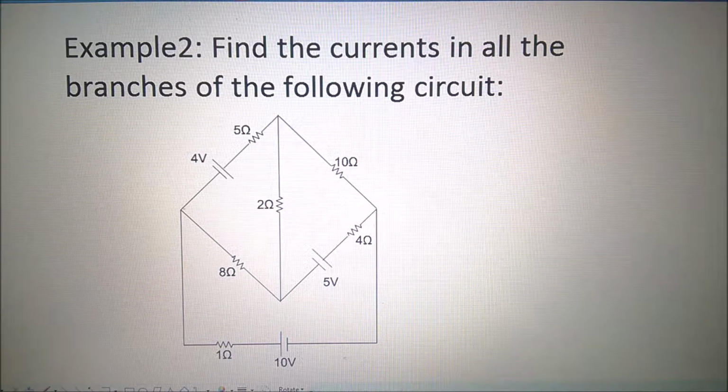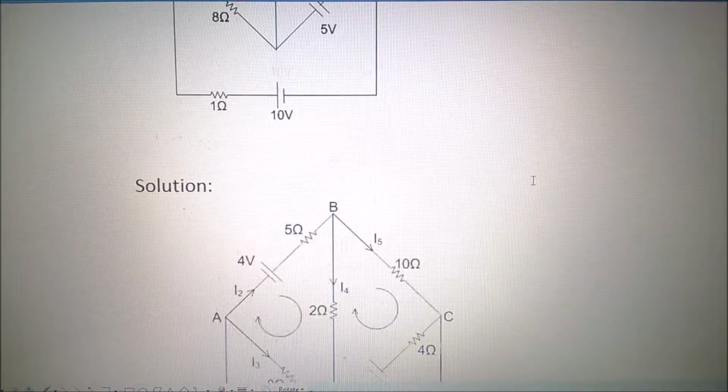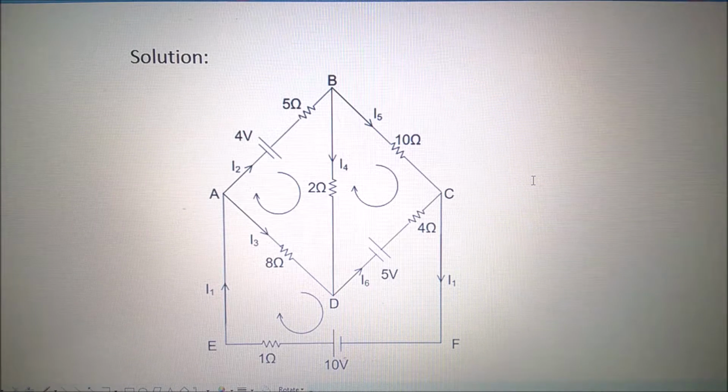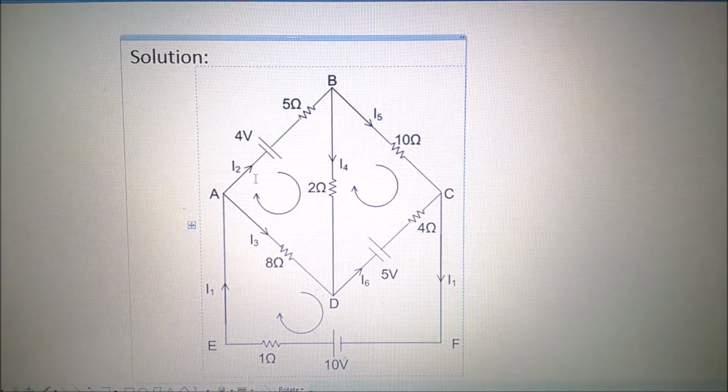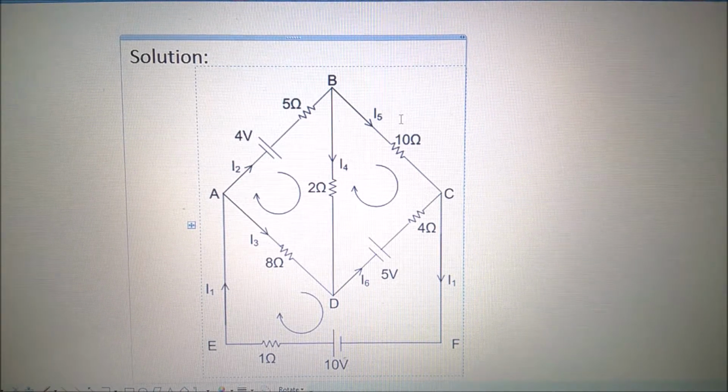Let us take another problem where Kirchhoff's law can be applied. Now you can see the circuit, and in that circuit we have to find the current in each branch. Now look at the circuit I have redrawn, and in that I have given the direction of current in each branch, and I also named those currents I1, I2, I3, I4, I5, and I6.